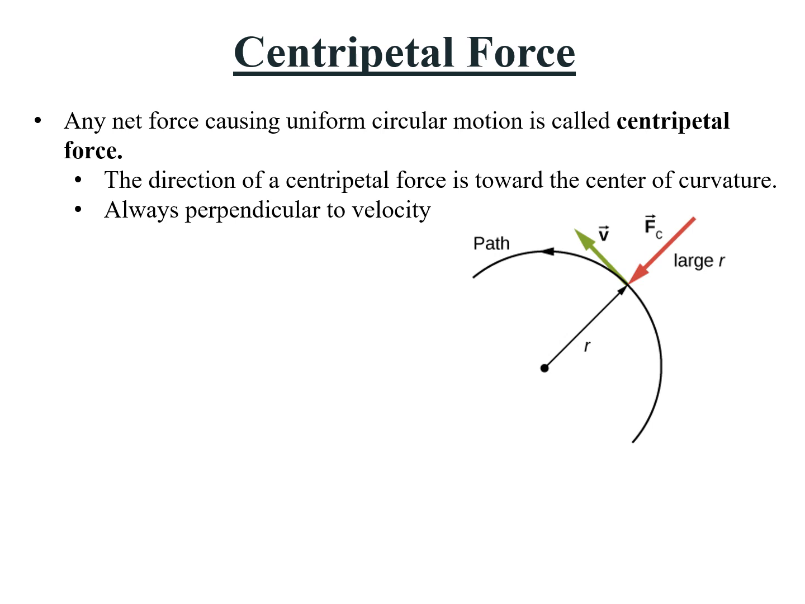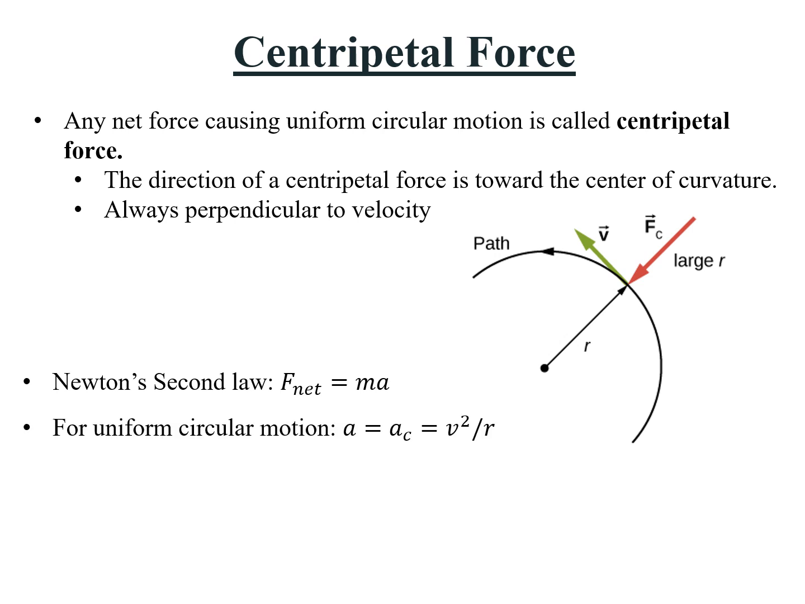When an object is going around in a circular path, it will experience acceleration, which is called centripetal acceleration. This centripetal acceleration is due to centripetal force. The direction of the centripetal force is always towards the center of the curvature. And the centripetal force will always be perpendicular to the velocity vector, as shown in this diagram. If we apply Newton's second law, we have F net is equal to mass times acceleration.